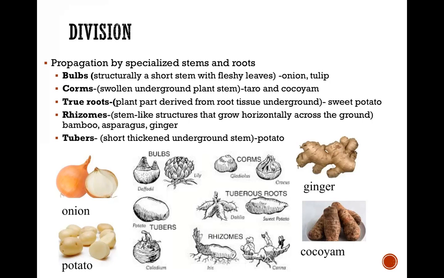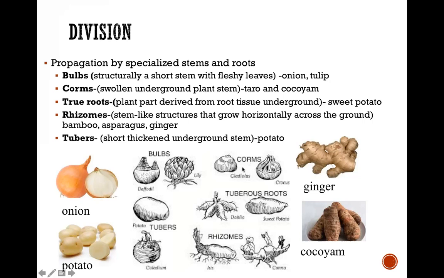So bulbs are essentially modified leaves. If you ever cut an onion open, you might notice it looks like just layers and layers of leaves, and that's really what it is. At the base here is a teeny tiny modified stem and then roots. So we can say a bulb has a tiny short stem with fleshy leaves, and that's an onion or a tulip.